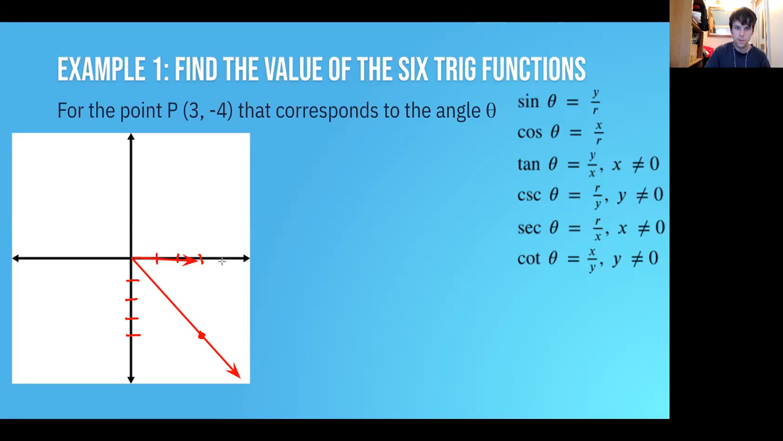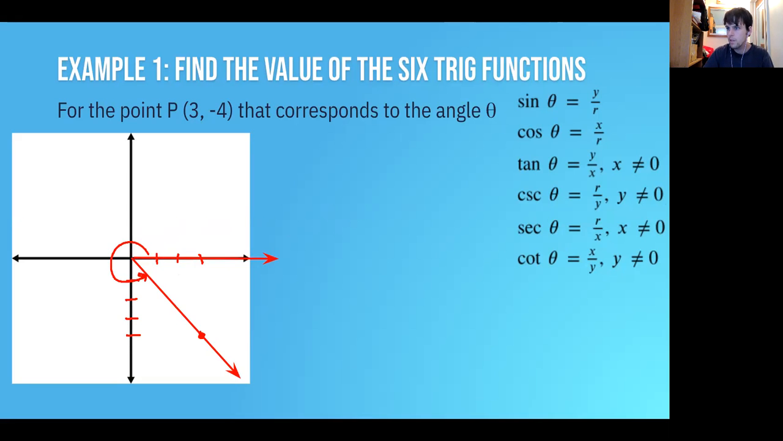Our initial side is always on the positive x-axis. And this could be any angle that ends there. It could be a positive angle that rotates around here. It could be a negative angle this way. It could be multiple rotations. It doesn't really matter as long as the terminal side is there and it's coterminal with this angle.